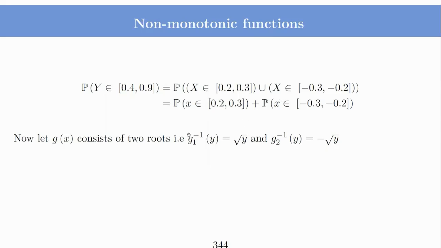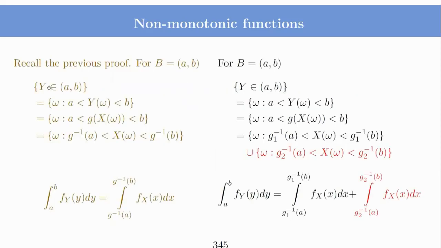This is coming from the first root and this is coming from the second root. Okay, so how do we proceed in this case? Let us take a special class of this. Let's assume g(x) has two roots, g1 inverse y and g2 inverse y. So g1 inverse y here would be root y and g2 inverse y here would be minus root y. Okay, so this is the original proof.